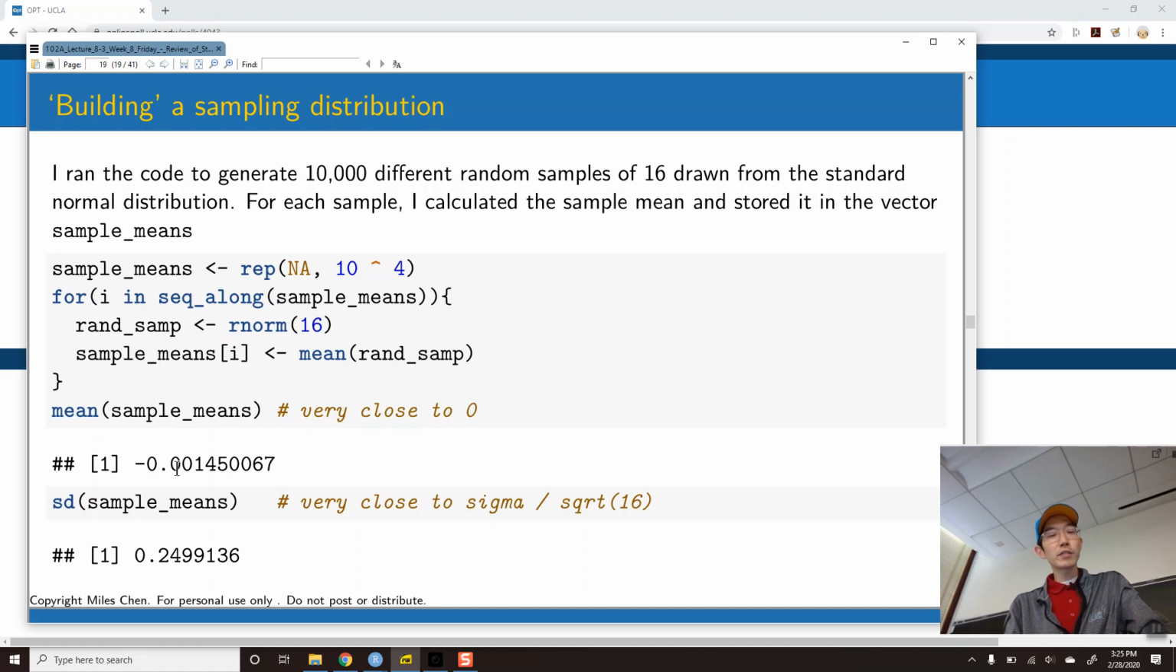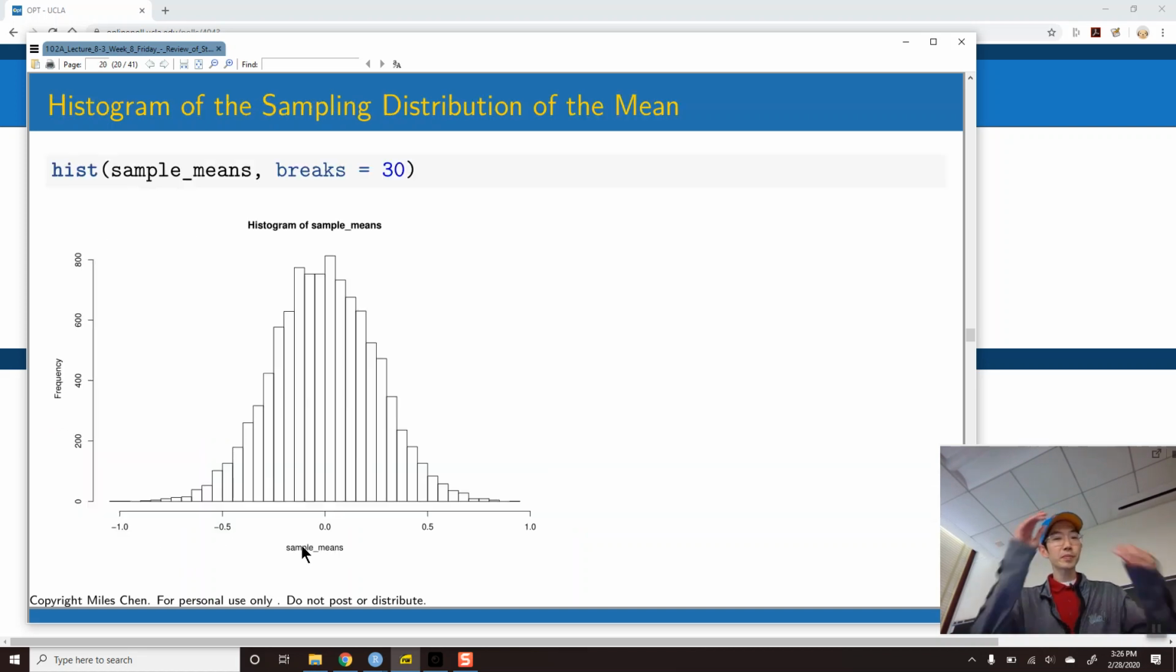And the mean of all of those sample means is something very close to 0. And the standard deviation is something very close to 1/4, which is 1 over the square root of 16. Okay, so this is exactly what I expect. Here's what the sampling distribution looks like. This is just a histogram of it.